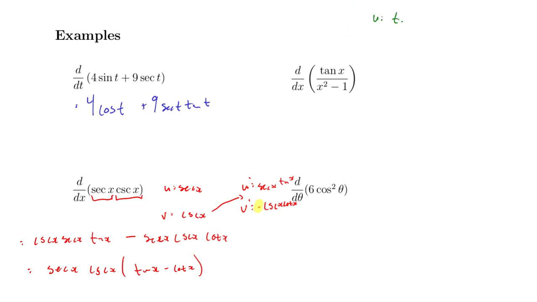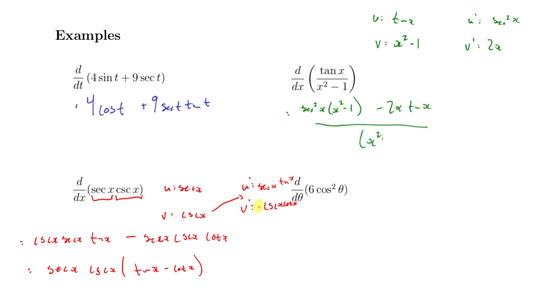Up in this top right, we have a quotient rule. So we'll say u is tangent x, and v is just our regular old power function, x squared minus 1. U prime then is secant squared x, and v prime is our good old-fashioned 2x. All right, so let's go ahead and do this. We need v u prime, so that's going to be secant squared x times x squared minus 1, minus u v prime, that's 2x tangent x, all over our denominator squared.